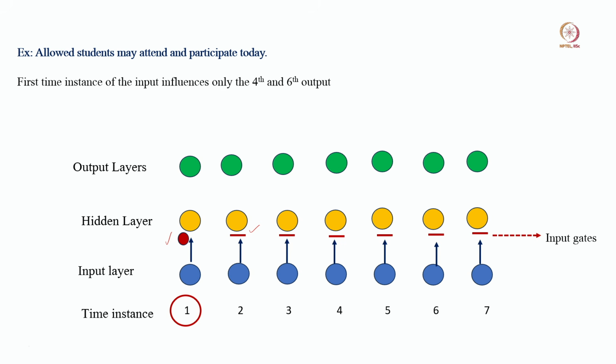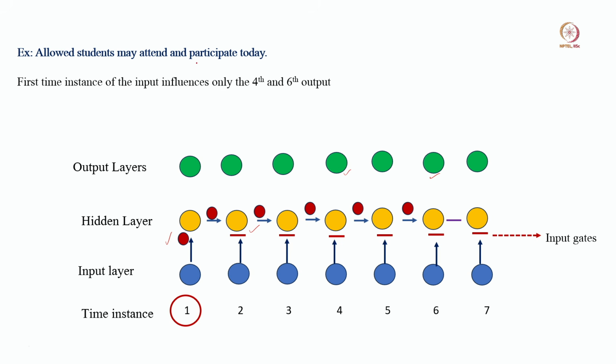Then in the hidden layer, the information will be passed. So, we are passing the information from the first, second, third instances like this. Why are we passing all this information here? Because the information from the first time instance is having an effect on the fourth instance output, and again the sixth output. So, till this point we will allow the information to flow.